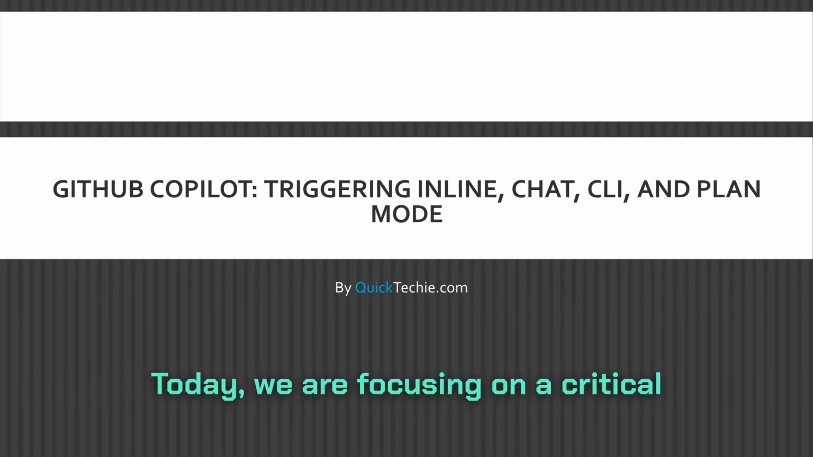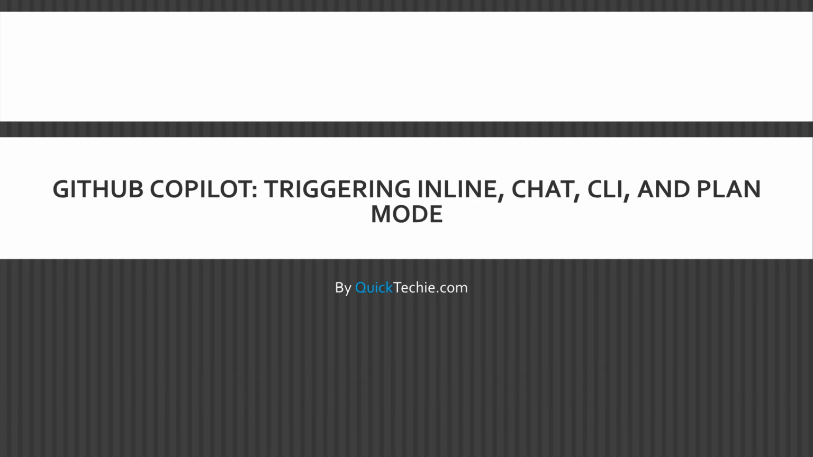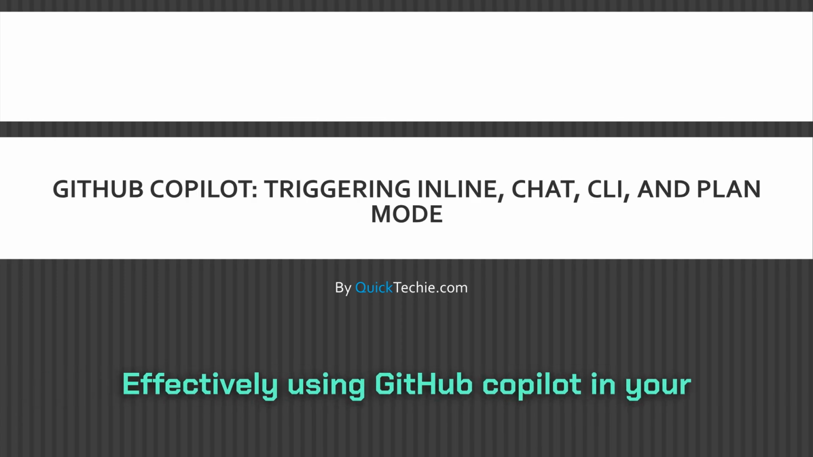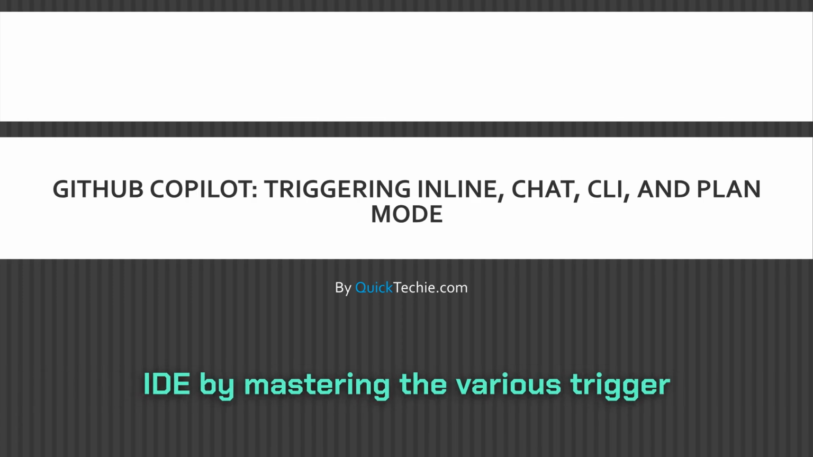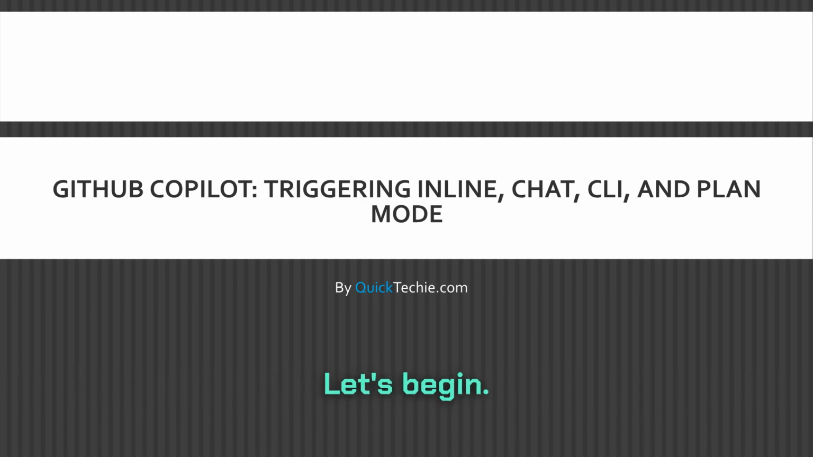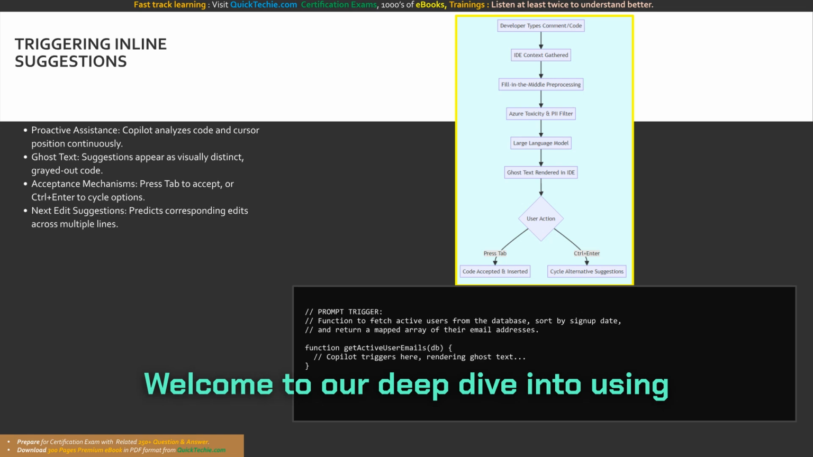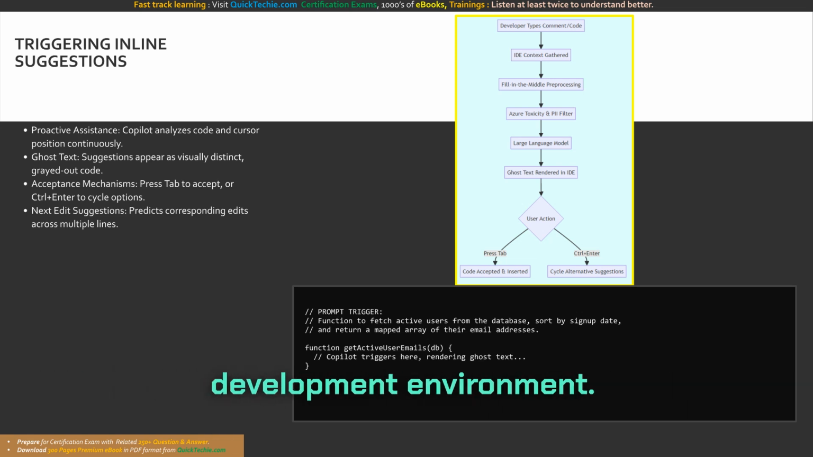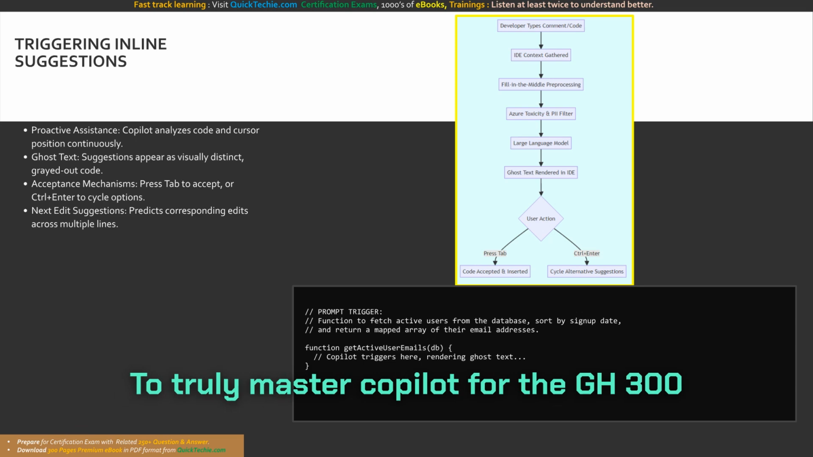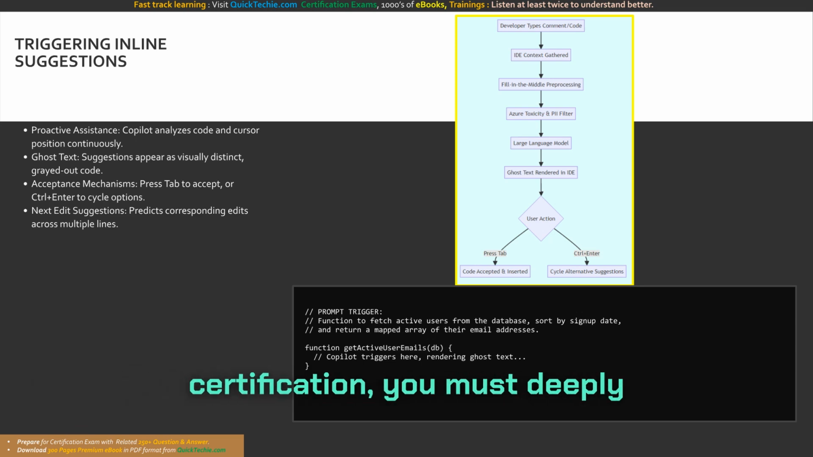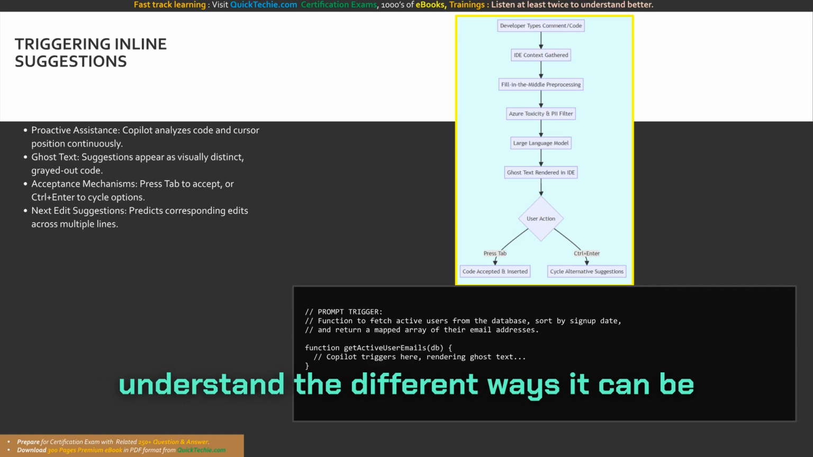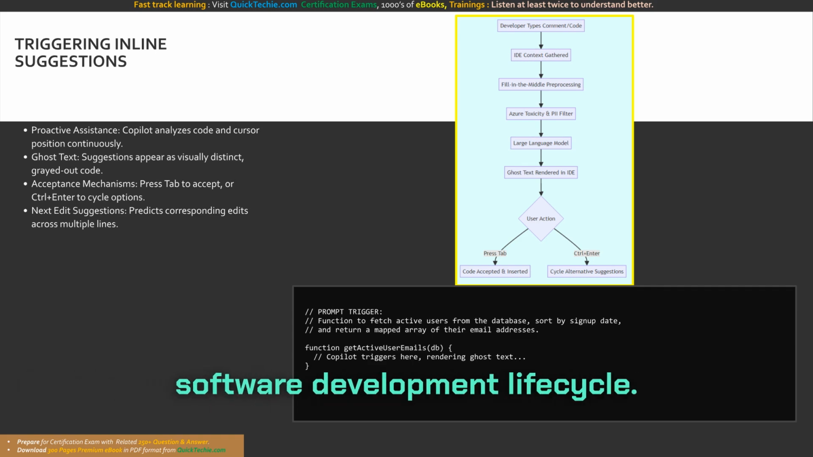Today, we are focusing on a critical capability within the GH-300 certification, effectively using GitHub Copilot in your IDE by mastering the various trigger mechanisms. Let's begin. Welcome to our deep dive into using GitHub Copilot within your integrated development environment. To truly master Copilot for the GH-300 certification, you must deeply understand the different ways it can be triggered to assist you in your daily software development lifecycle.